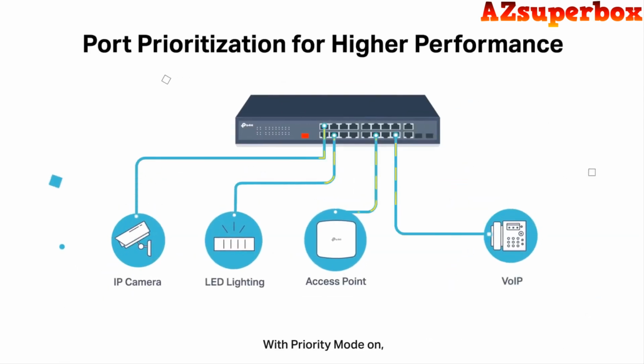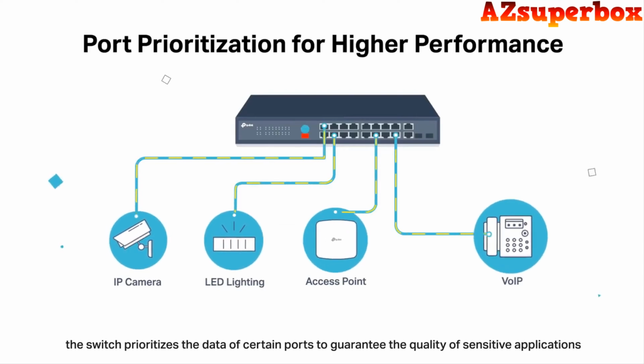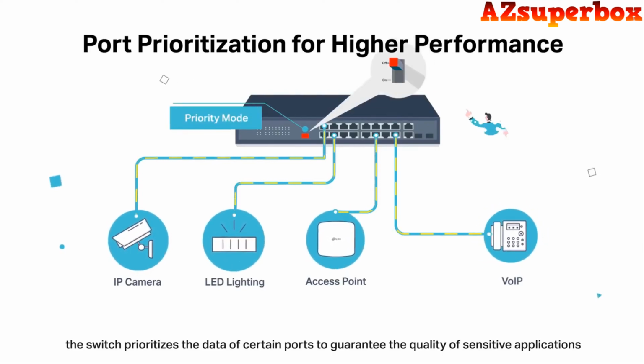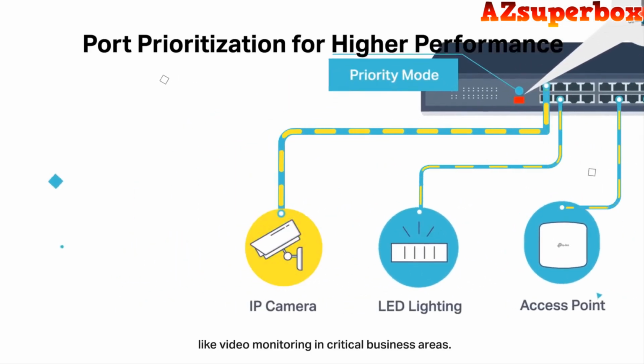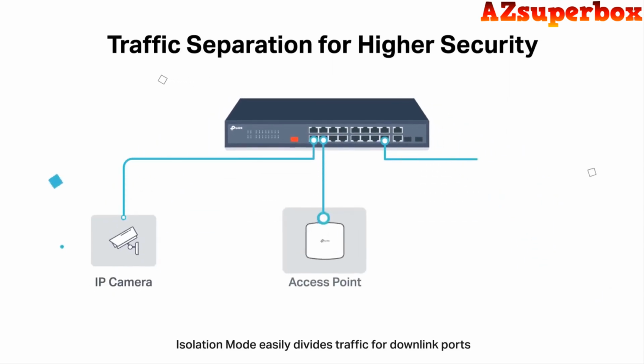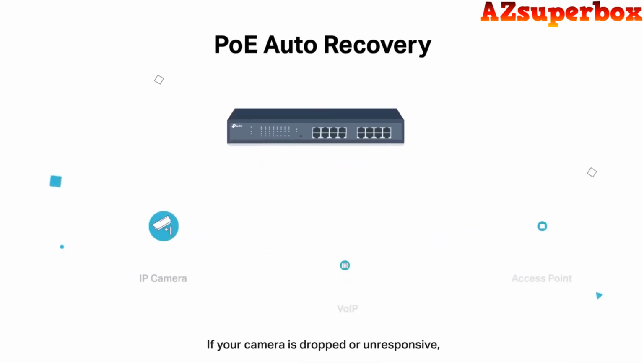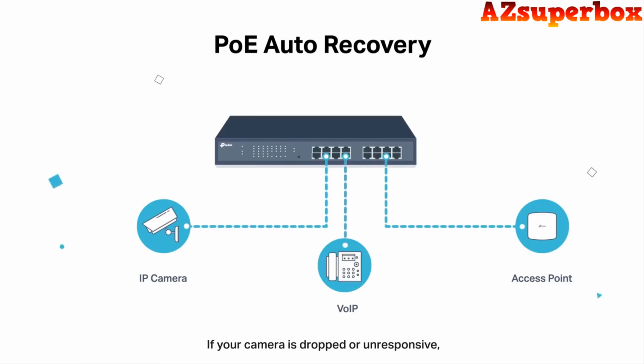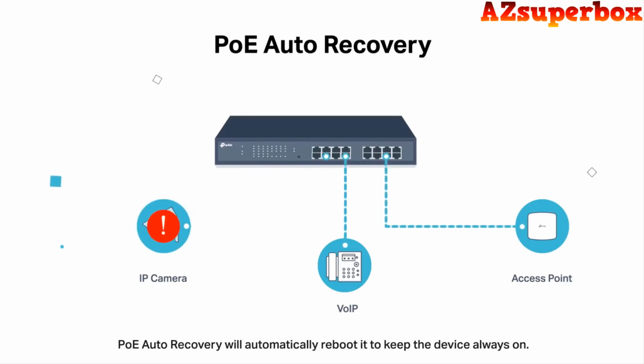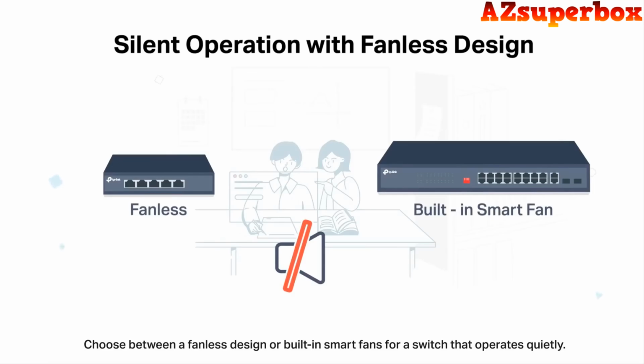With priority mode on, the switch prioritizes the data of certain ports to guarantee the quality of sensitive applications like video monitoring in critical business areas. Isolation mode easily divides traffic for downlink ports to avoid snooping, tampering, and isolate broadcast storm for higher security. If your camera is dropped or unresponsive, PoE auto recovery will automatically reboot it to keep the devices always on. Choose between a fanless design or built-in smart fans for a switch that operates quietly.